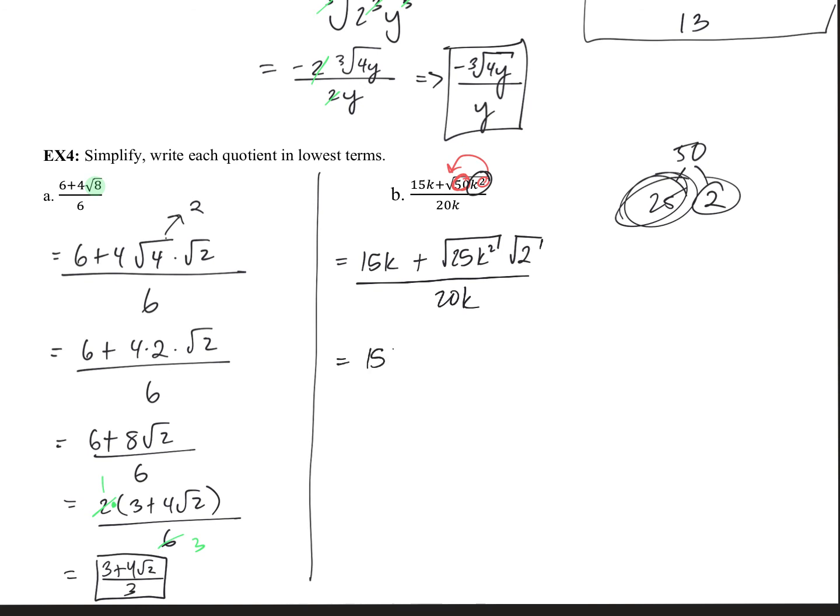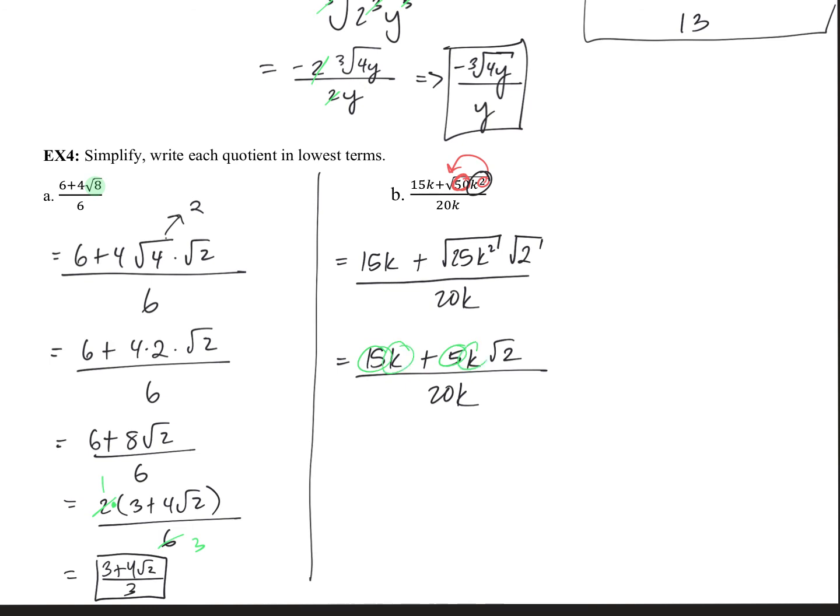And then let's go ahead and keep simplifying. So 25k squared is going to simplify to 5k root 2 all over 20k. Okay, so remember, before we can cancel, we need to create multiplication, so we need to factor. In the numerator, the top, what can we factor out? Well, both of these contain a 5, and they both contain a k. Let's go ahead and factor out 5k, and what's left over? From 15k, we're left with 3, and from 5k root 2, we're just left with the root 2.